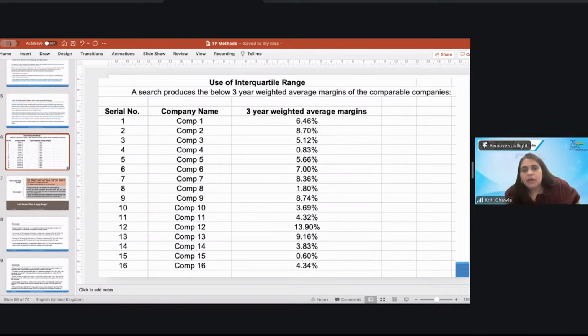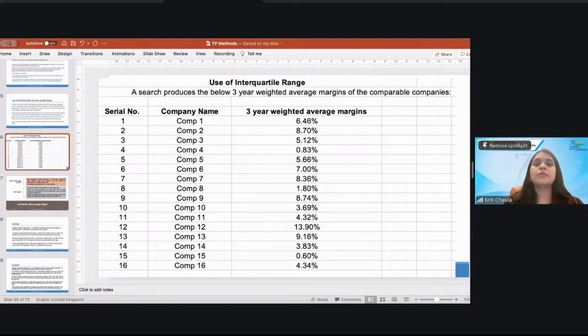Now, let's say that the range constructed using all these things, the 35th to 65th percentile, is 4% to 12%. This is the range. What is the taxpayer's margin? The taxpayer's margin is 15%. Do you think it's at arm's length? No? Okay, let's think again. Well, yes, it is going to be at arm's length.